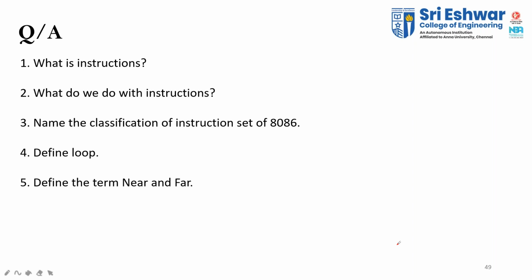What is loop? Define loop. Loop is a continuous iteration. Till the condition gets satisfied, the iteration continues. Once it satisfies the condition, it comes out of the loop, right? And define the terms near and far. Near is a memory location which is nearer to your processor, that is, within the main program memory location. If you have a near value to jump, then that is near. If it is out of your memory range, then that is far.